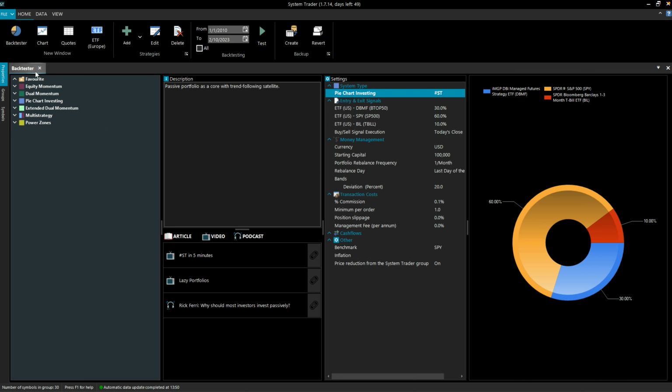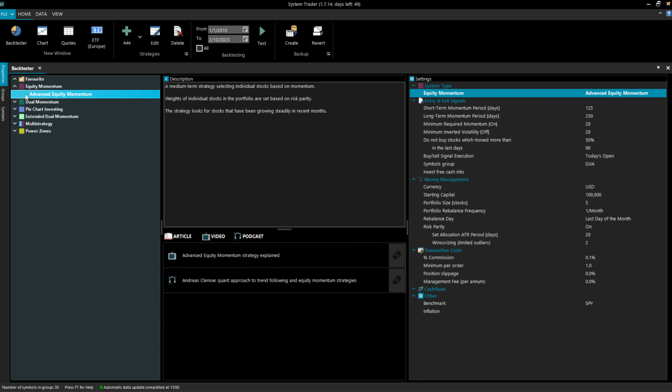The favorite, this is not a group of strategy, it's just a container for favorite strategies. So for example, if you have any strategy, you can add it to the favorite and that's it. When it comes to equity momentum, advanced equity momentum, this is a strategy implemented based on the description from the book by Andreas Clenow, Stocks on the Move. And I had a pleasure to have Andreas on my show. And this strategy is very interesting.